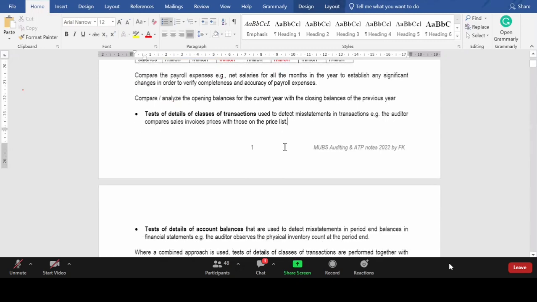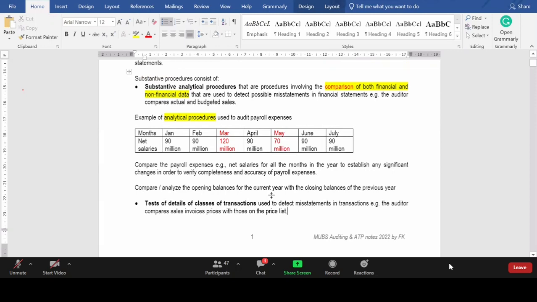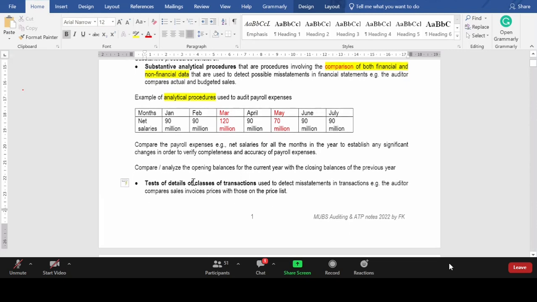Now, after comparing these accounts, then you can test the details. When you compare, you just remain on top. You don't go into the details. So after comparing, comparisons will help show you where the problems could be. Then you go into the details and see what caused those changes, what caused those increases or decreases. So that's why you're going to the second set of tests, which is the tests of details of classes of transactions. In topic 3, they told you about the classes of transactions. We mean items in the income statement or in the profit or loss.